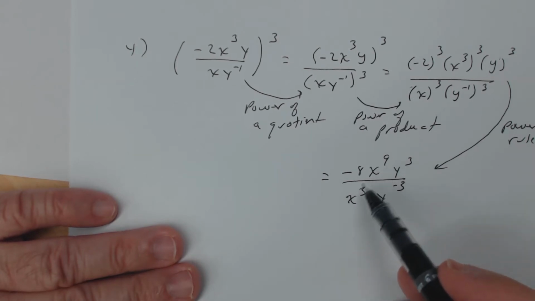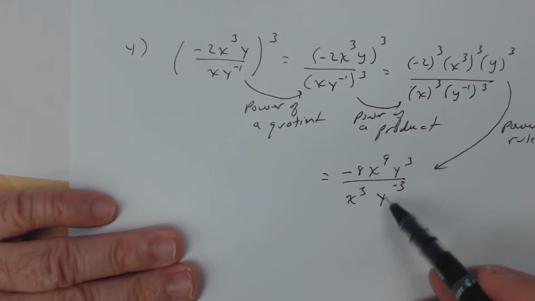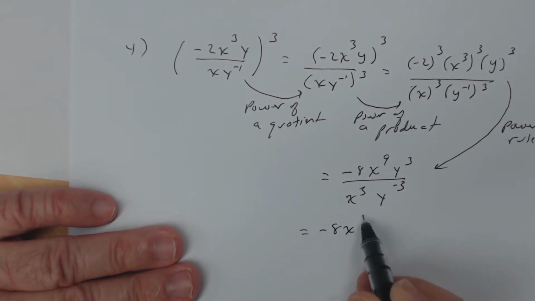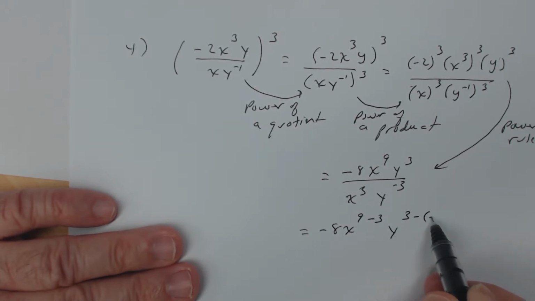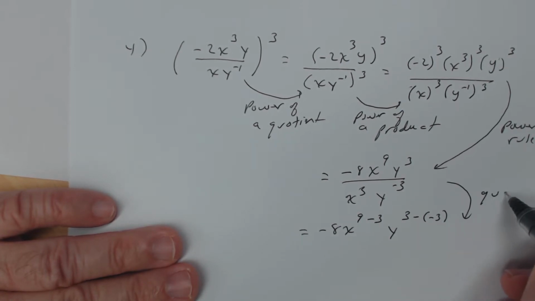All right, and now I'm going to use the quotient rule. X to the 9 divided by x, I'm dividing like bases. So I'm going to get negative 8, x to the 9th minus 3, y to the 3rd power minus a negative 3. So again, going from here to here, I'm using the quotient rule.